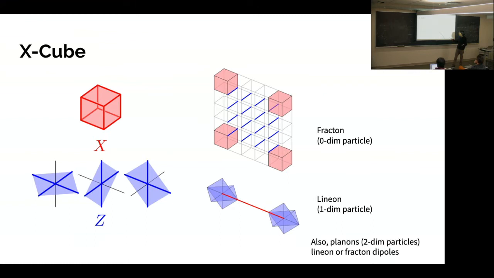You have degrees of freedom on your links. And you have two terms. One is this cube term where you have x's on every bond of this cube. And the other one is these z terms where you have z's on four bonds that come out of a vertex, and it can be of any one of three orientations. So these terms commute with each other, and you can solve it exactly.